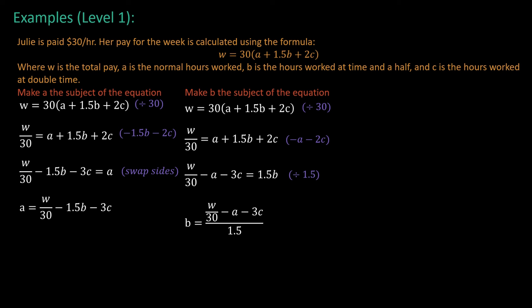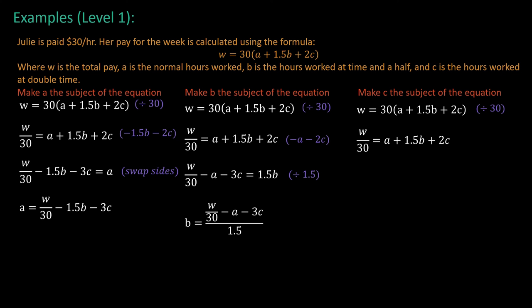And that is going to be a massive fraction. So that whole left-hand side is going to go in the numerator and the denominator is going to be 1.5. But that is our equation with B as the subject. So just remember, if you are dividing multiple terms on one side by one number, they are all going to be lumped together and being divided by that number. So it's good to just write it as a fraction so you know every single term is being divided by 1.5.